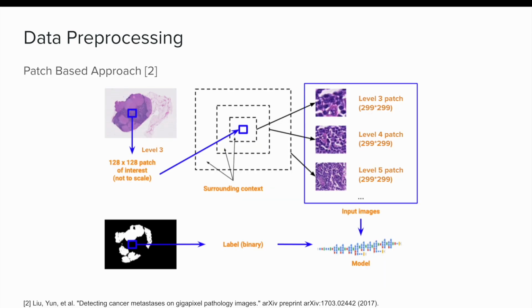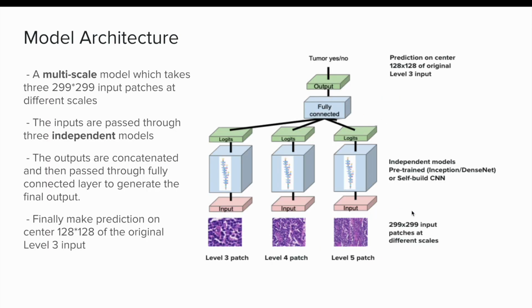We decided to use the patch-based approach, which was proposed by Liu et al. To make the decision on a 128-dimension window in level 3, we use its surrounding contexts as multi-inputs to the model. As you can see here, we extract the surrounding contexts of size 299 from levels 3, 4, 5 for each data point.